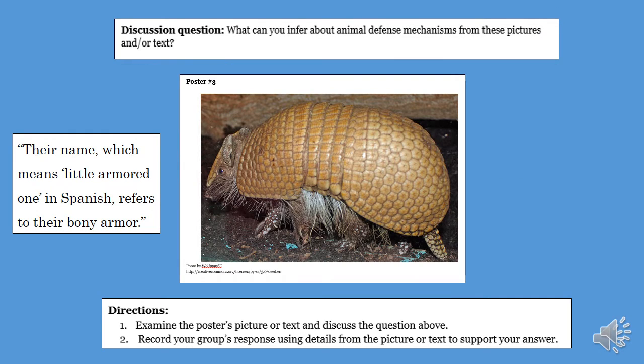Take a look at this picture of an armadillo. Their name, which means little armored one in Spanish, refers to their bony armor. Examine this picture closely and think to yourself, what can you infer about animal defense mechanisms from this picture? Think about how that armor helps this armadillo survive.